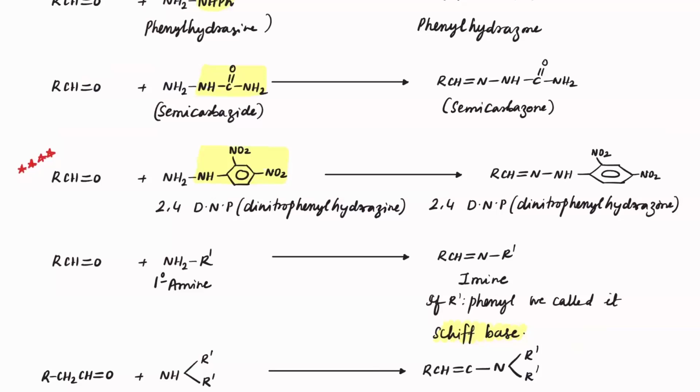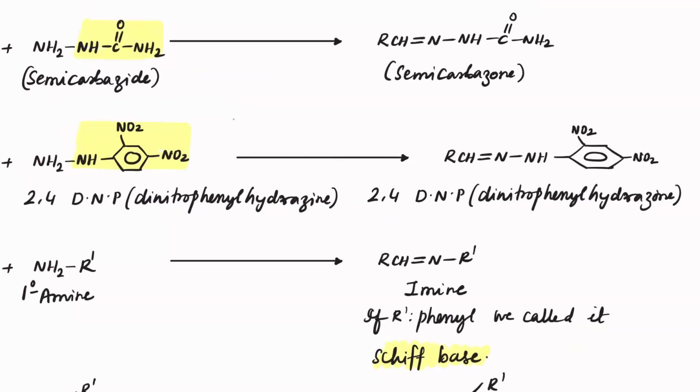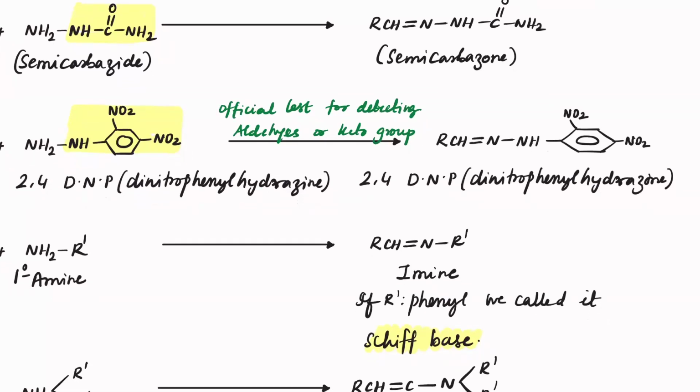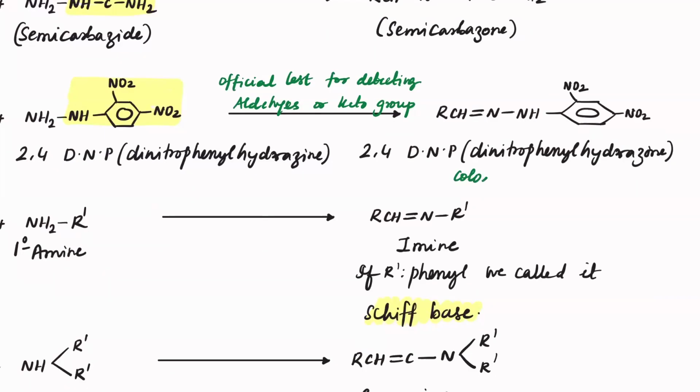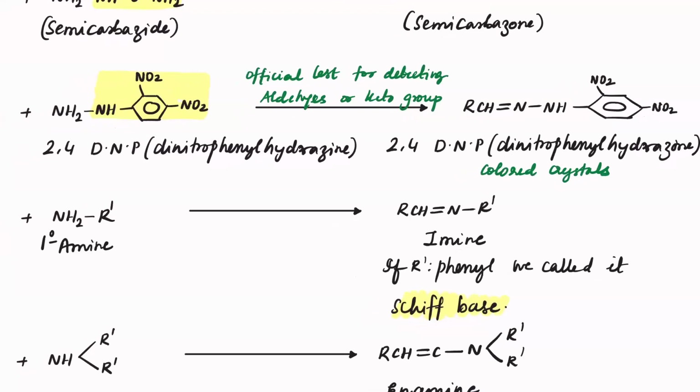Correct. This is the official test for detecting aldehydes or keto group, because it will always give you colored crystals. You will get colored crystals here.